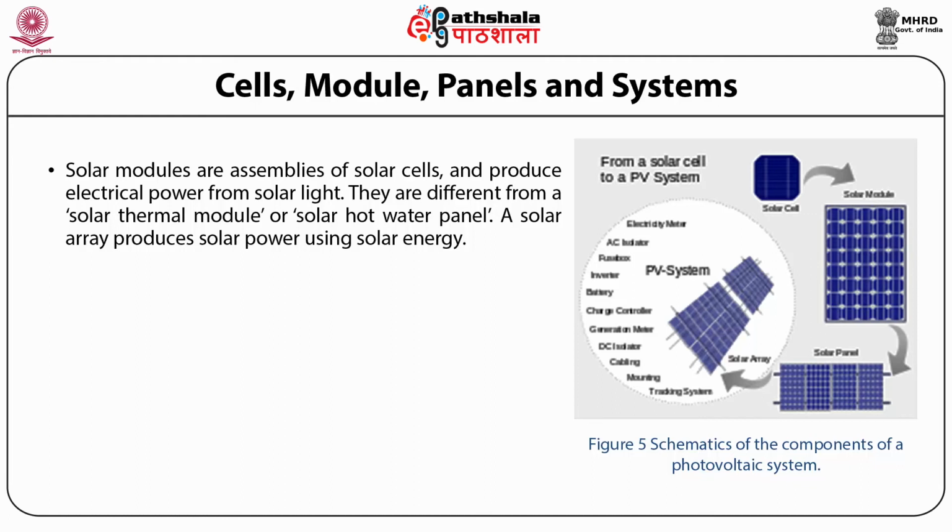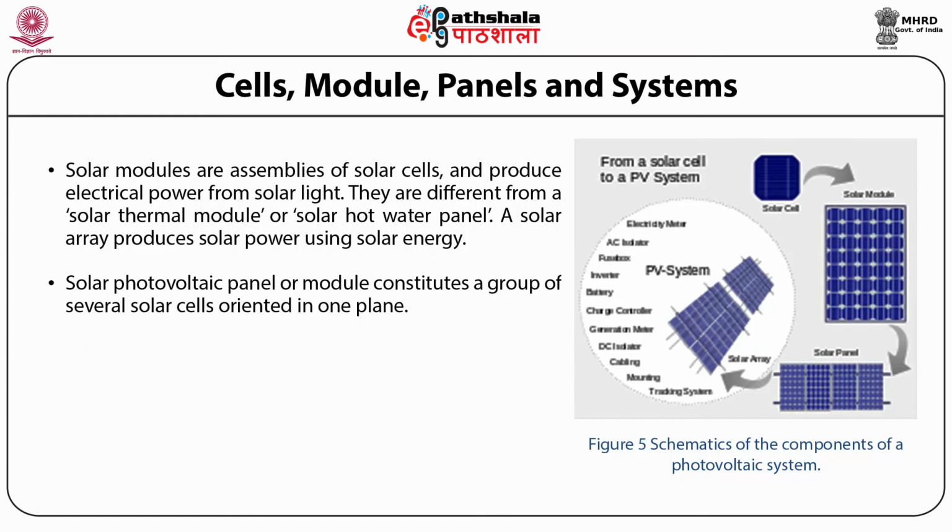Solar cell leads to solar modules. Solar modules lead to the generation of solar panels. A solar panel can in turn form a solar array, leading to the development of a photovoltaic system. A solar photovoltaic panel or module constitutes a group of several solar cells which are oriented in one plane.